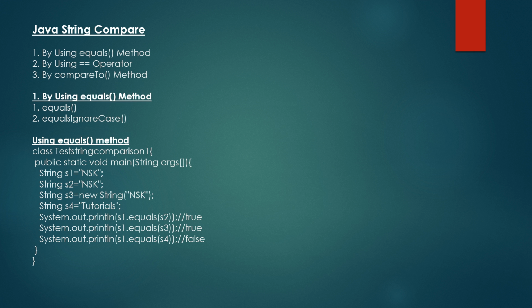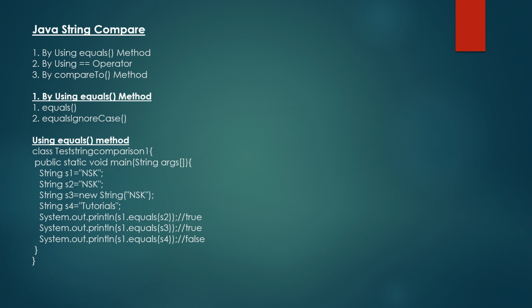Now we have the comparison concept in string. String can be compared using three ways: by using the equals method, by using the double equal operator, and by using the compareTo method. By using the equals method, again we have two different types of methods in the string class. One is the equals method, another one is equalsIgnoreCase. We'll go one by one. Using the equals method, it is used to compare the content of the string.